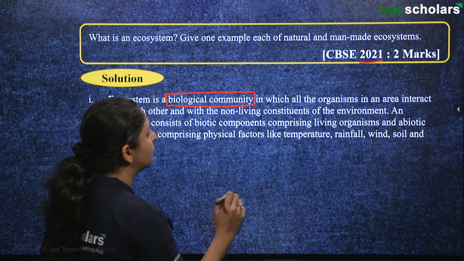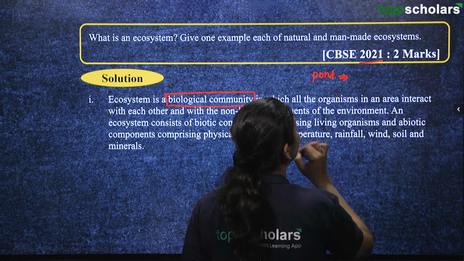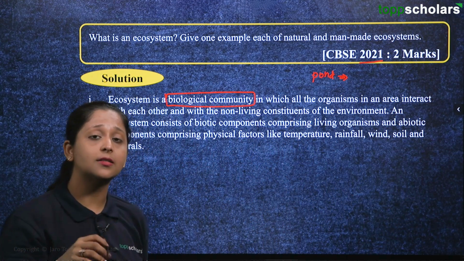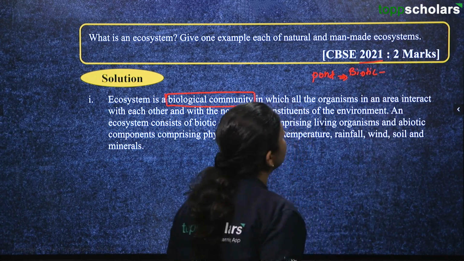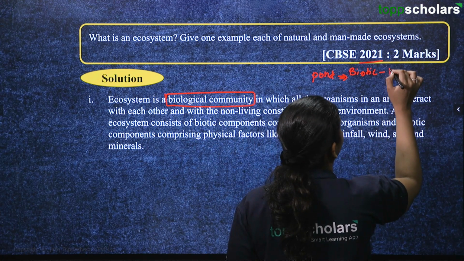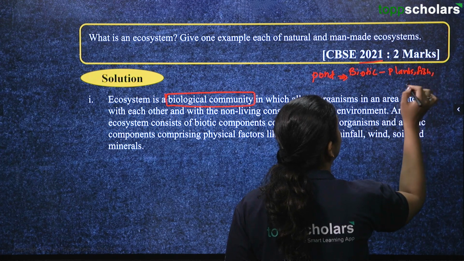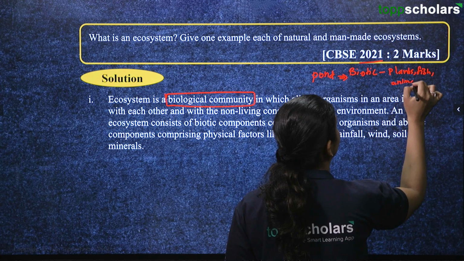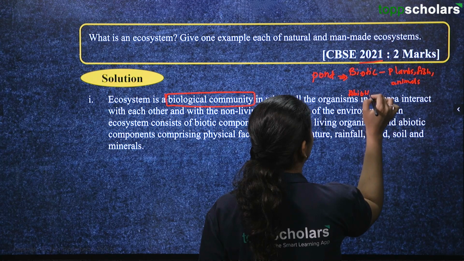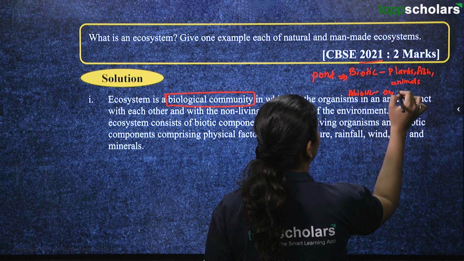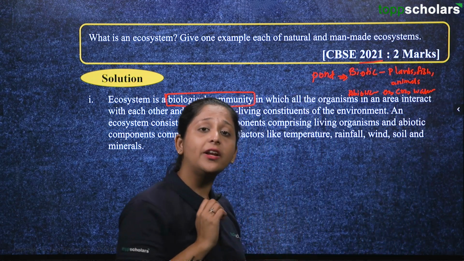Let me give you one example. Let's say, for instance, there is a pond. In that pond, you will have certain factors which are biotic and certain abiotic, correct? Let's say, for example, you have biotic factors such as plants, and fishes and other aquatic animals. And you will also have other abiotic factors. Abiotic factors include oxygen, carbon dioxide, water, right? All of these are our abiotic factors.